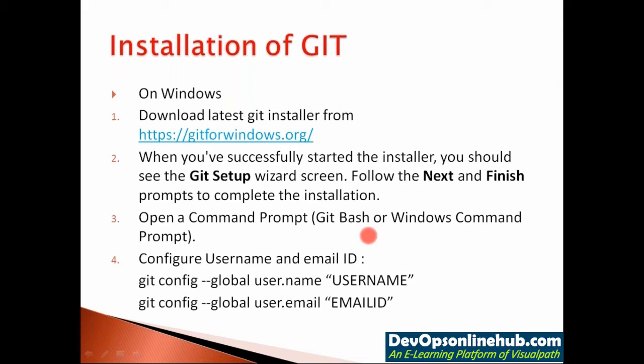We can use any one. After that, as I showed you, configure the username and email ID from the command prompt, then the Windows installation is done. Okay, so we learned how to install Git on Linux, both Debian and Fedora, and after that on Windows.